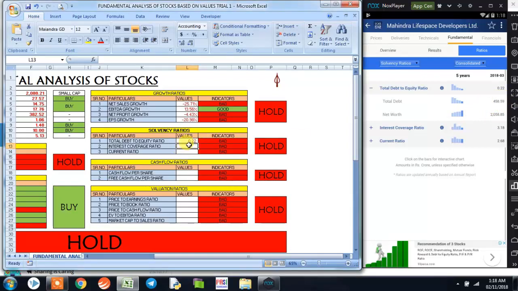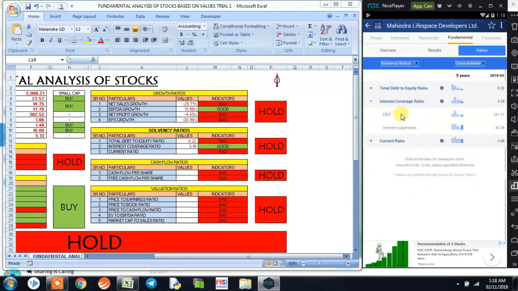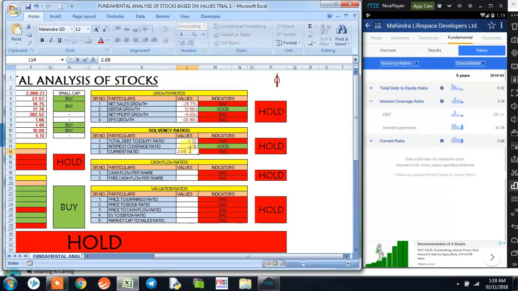Coming on to interest coverage ratio, which is 3.18. Now when we click on 3.18, we get to know that the earnings before income tax is 131.11 crores, whereas the company is paying an interest of about 41.29 crores. Current ratio is 2.68. So overall solvency ratio has not given us a signal to buy this stock at this point of time. Coming on to cash flow ratio.